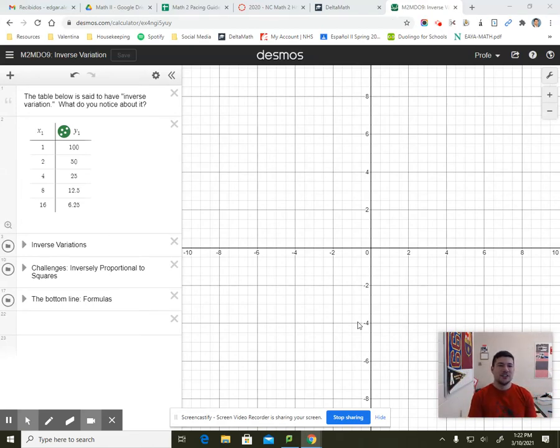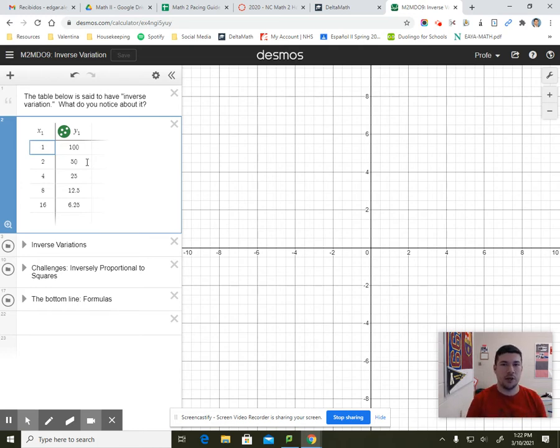Hey guys, so let's talk about inverse variation. Here's a little pattern: 1, 2, 4, 8, 16. Do you know the pattern? The values are doubling. Look at the y values: 100, 50, 25, 12.5, 6.25. The values are halved. So you notice something: as my x values go up, my y values go down. This is what you call inverse variation.